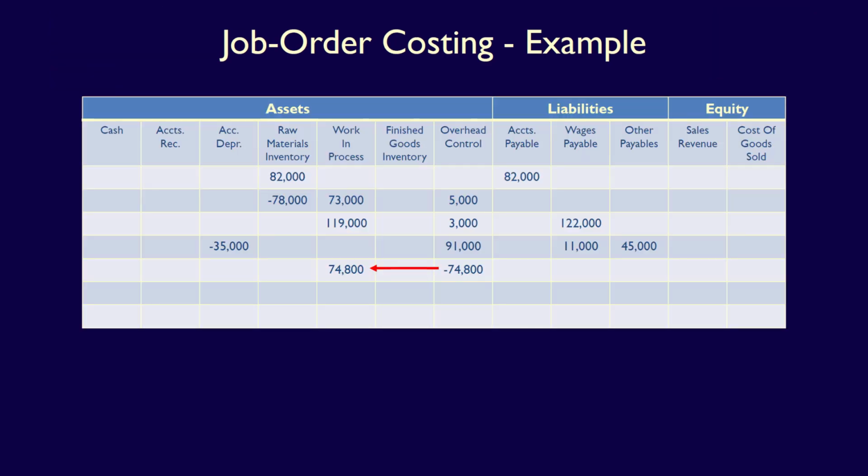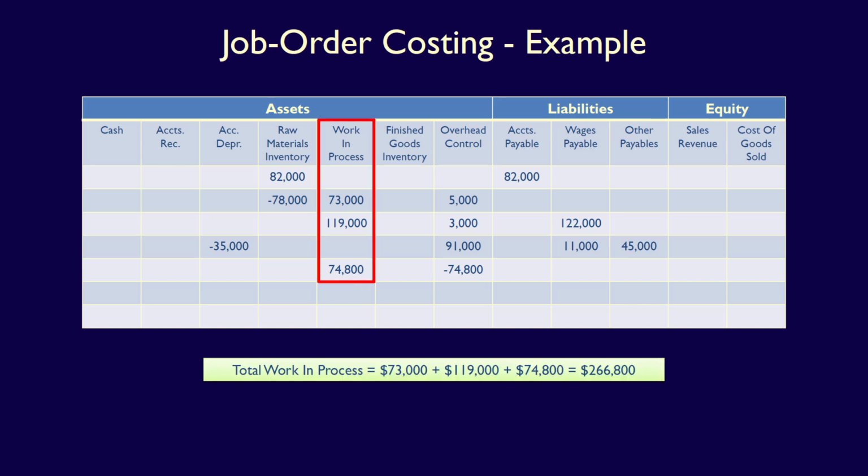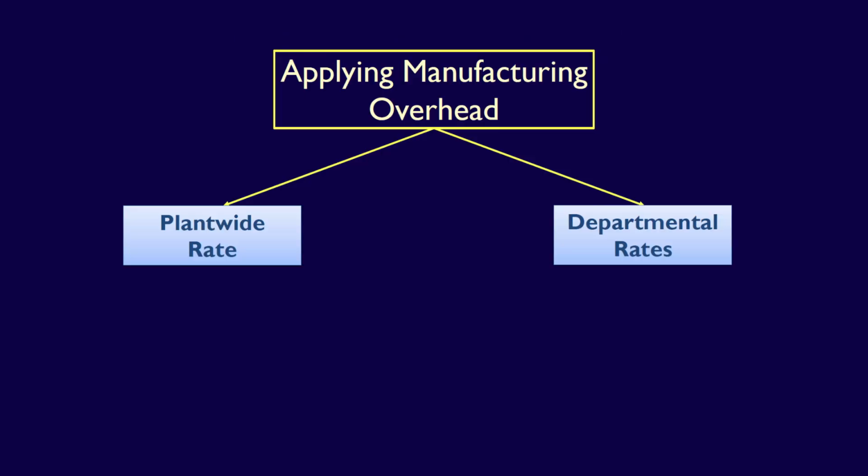$74,800, which was then recorded in the expanded accounting equation, and it allowed us to determine the total cost of the job, $266,800, which included direct material of $73,000, direct labor of $119,000, and manufacturing overhead of $74,800. However, what if Camilla Inc., instead of using the plant-wide rate, used departmental rates to allocate manufacturing overhead? How would this change the allocation of overhead to that particular job?